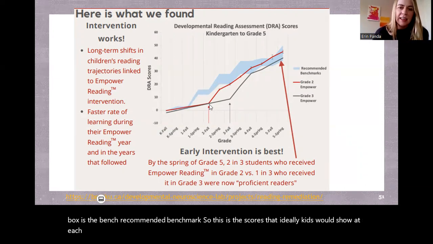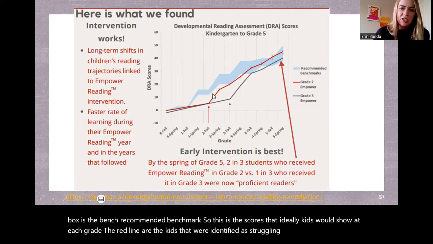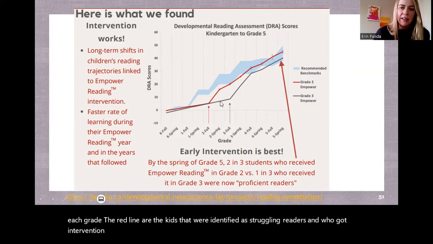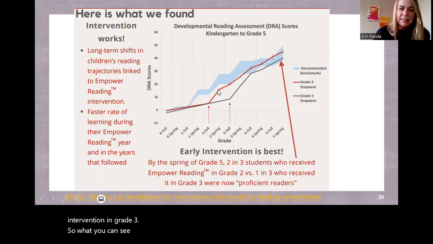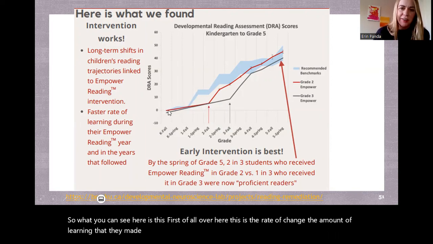The red line are the kids that were identified as struggling readers and who got intervention in grade 2. And the gray line are those struggling readers who got intervention in grade 3. So what you can see here, well, first of all, over here, this is their rate of change, the amount of learning that they made every year before they got intervention. So you can see it's pretty flat and they're not meeting those benchmarks.